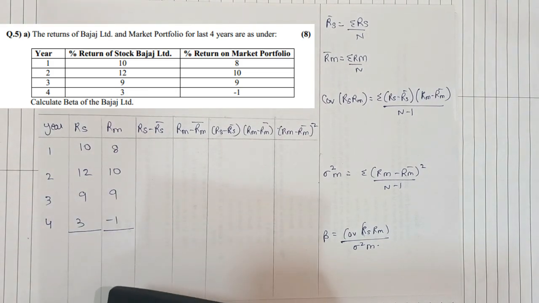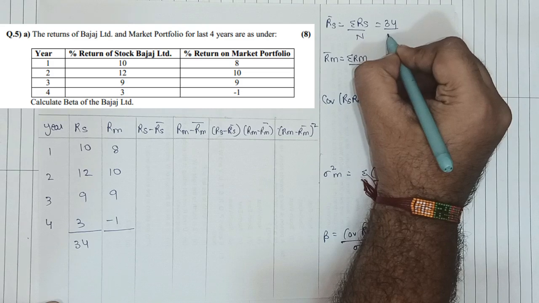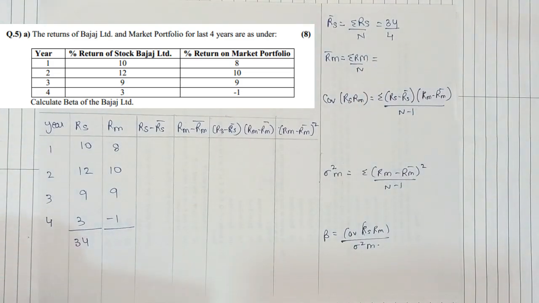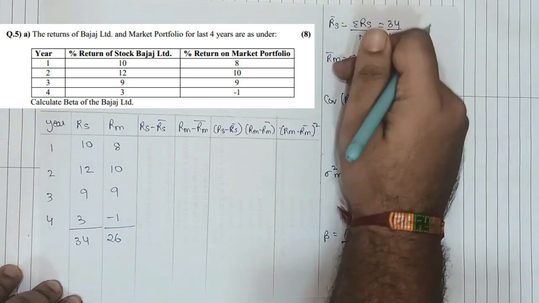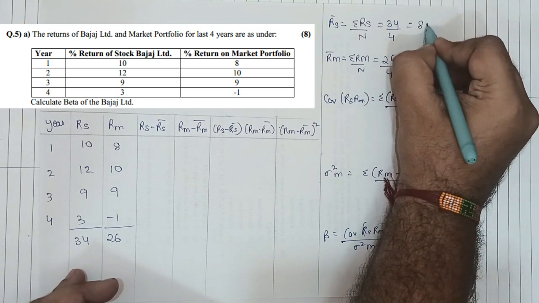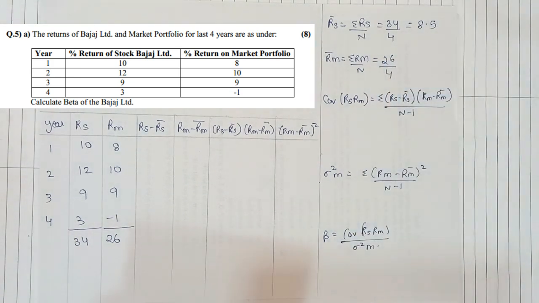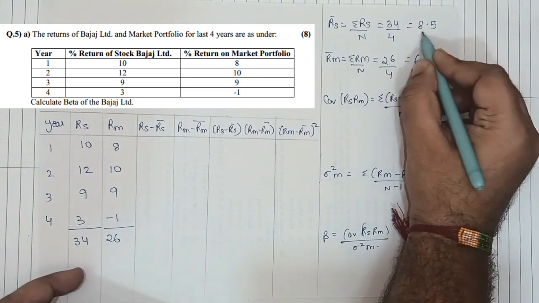So 10 plus 12 plus 9 plus 3 is 34. So I'll take it here, 34 divided by 4. And for RM, 8 plus 10 plus 9 minus 1 is 26. So this will be 26 divided by 4. We need to get the average of both those, okay? So 34 divided by 4 is 8.5, and 26 divided by 4 is 6.5.